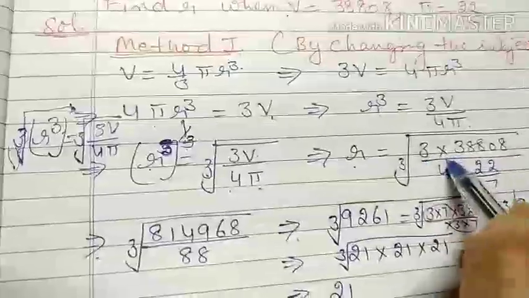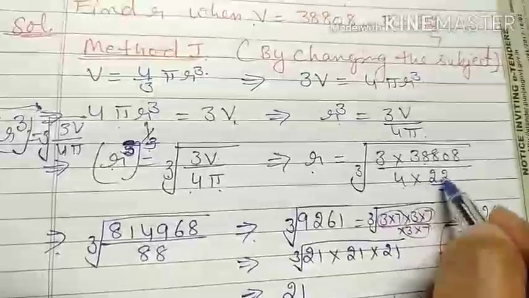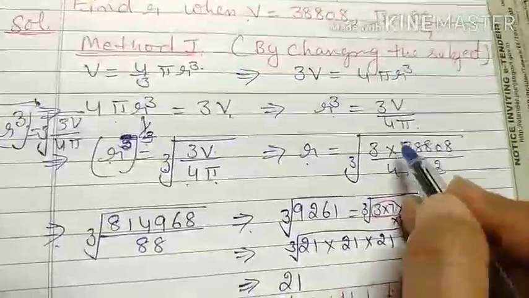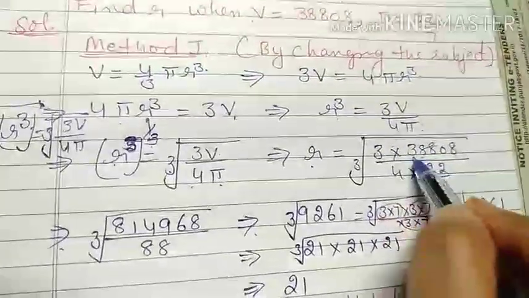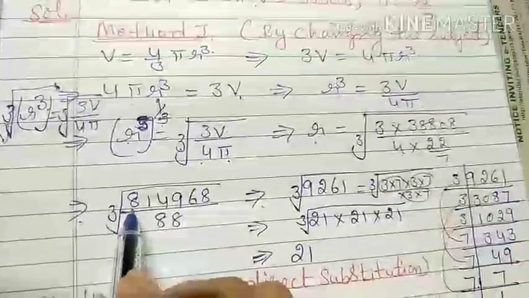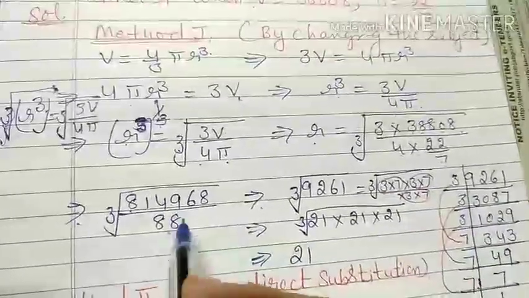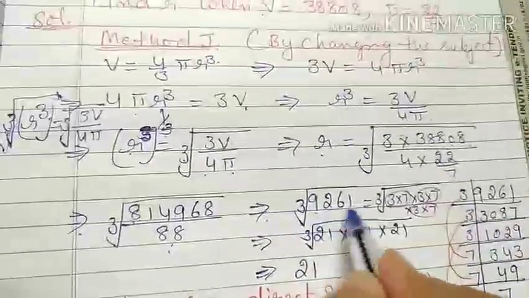Then the cube root of 3 into 38,808 over 4 into 22 by 7. When 7 goes upside, 21 multiplied by 38,808 gives me 8,14,968 divided by 88. When you divide, that gives you 9261.